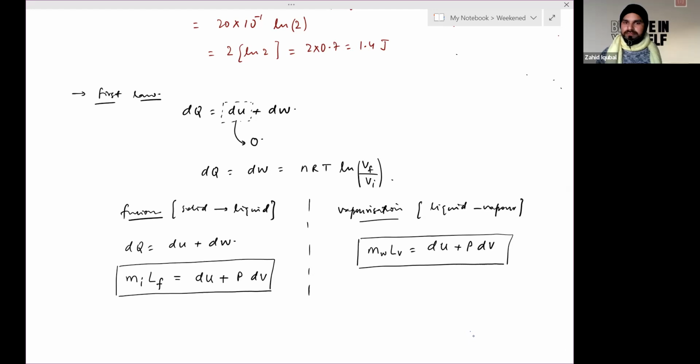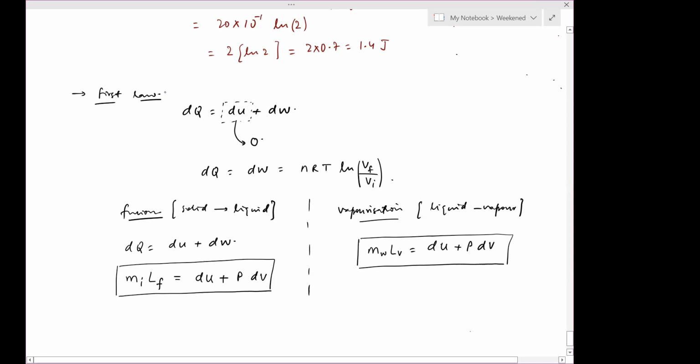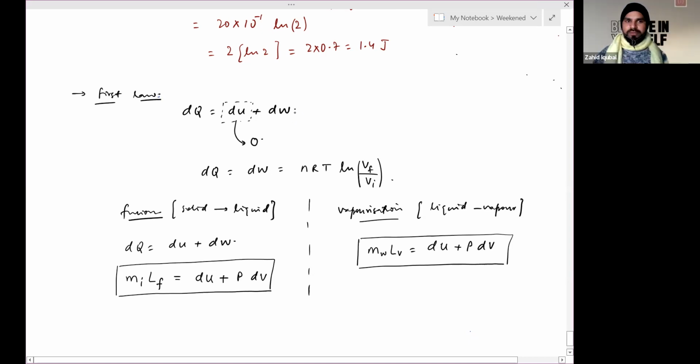Sir, it is the first law of what process, sir? First law of thermodynamics. Does it come under Boyle's law? It will be valid for all different processes, but in this part, we are doing it for the isothermal process. That is for Boyle's law.